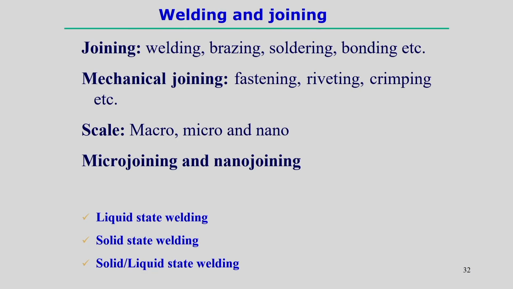Maybe we can say liquid state welding, solid state welding, and solid or liquid state welding. Liquid state welding means that for the joining to happen, it is necessary to raise the temperature of these materials above the melting point temperature. Then after that, if we allow solidification, the two components can be joined. That is called liquid state welding. In solid state welding processes, the joining of the two components can also happen below the melting point temperature, but it is almost close to the melting point temperature. That is solid state welding.